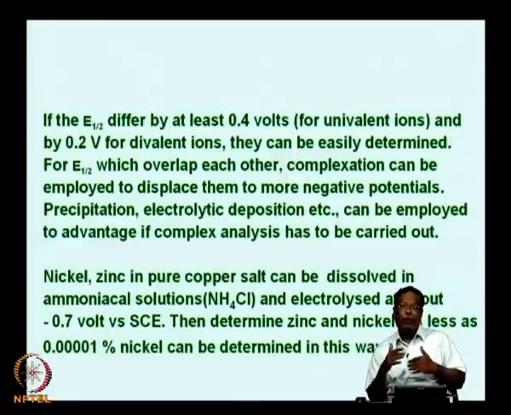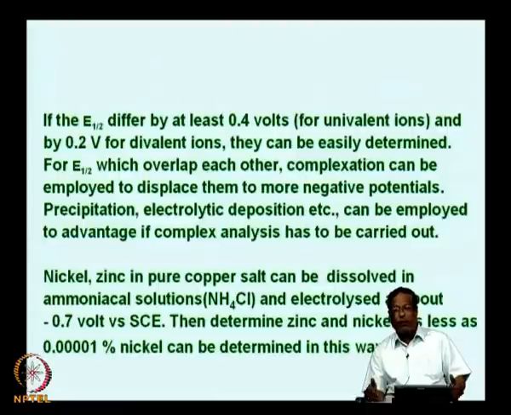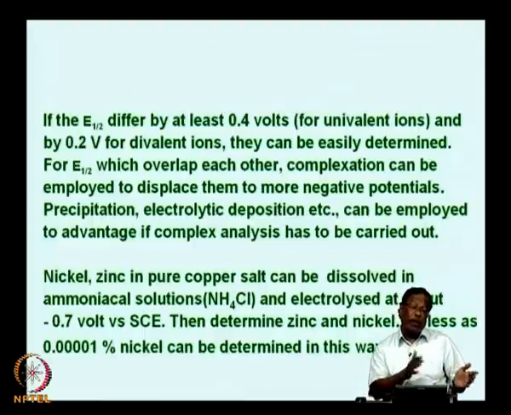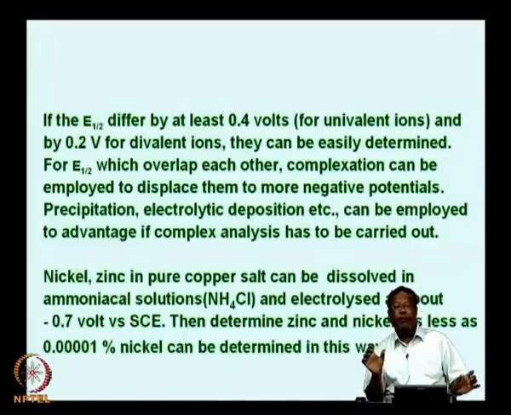Otherwise, there is a problem of overlapping of the reduction potentials. So you will not know exactly where the first element is getting reduced and where the decomposition potential of the second element starts off. So for E half values which overlap each other, as usual, what we can do is complex them with complexing agents, and then we can try to displace them to more negative potentials so that the decomposition potentials are fairly well separated.